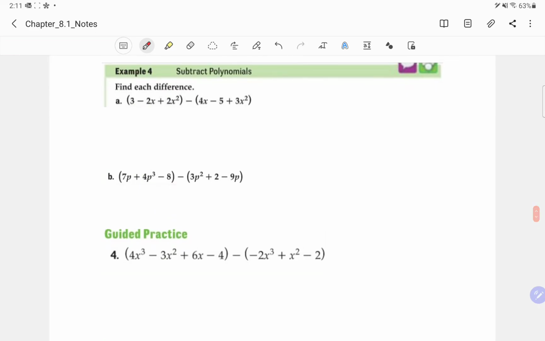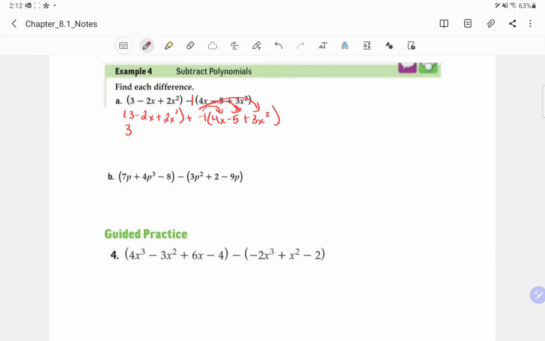Okay. When we're talking about subtraction, it's the same kind of concept here. Nothing too tricky. The only difference is you have one more step before you can add them. The adding process doesn't change. You just have one step you have to do before that. Basically you have a -1 out here. So what this really means is 3 minus 2x plus 2x squared plus -1 times 4x minus 5 plus 3x squared. So what we need to do is distribute this -1 into our parentheses.